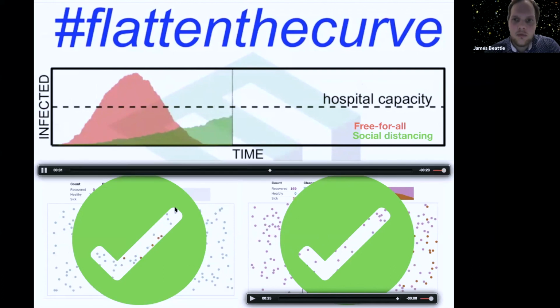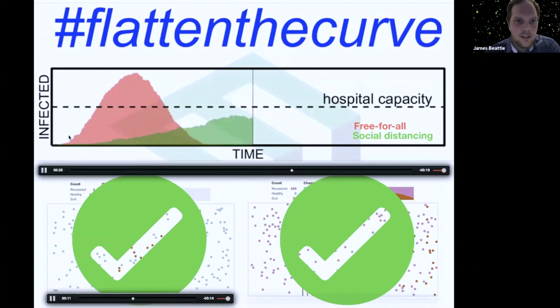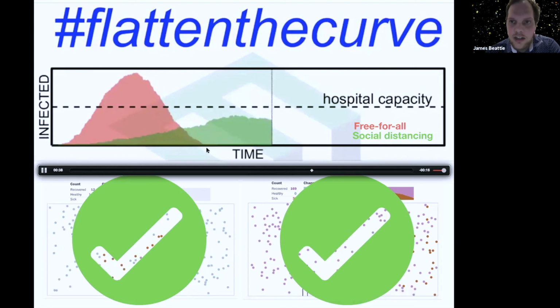So what this looks like in our worst case scenario was the free-for-all. Everyone was just running around spreading the disease, and this curve got really, really sharp, peaked really hard, and maybe the hospital capacity is about half of this curve. So all these people will really struggle to find hospital beds. They'll struggle to see a doctor, and this could be quite bad.